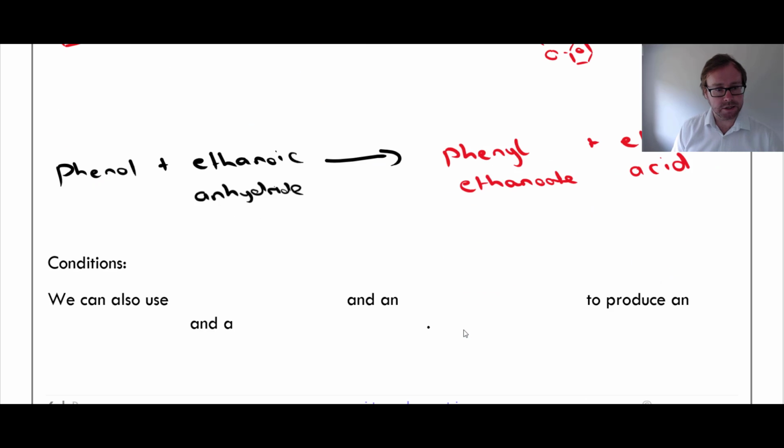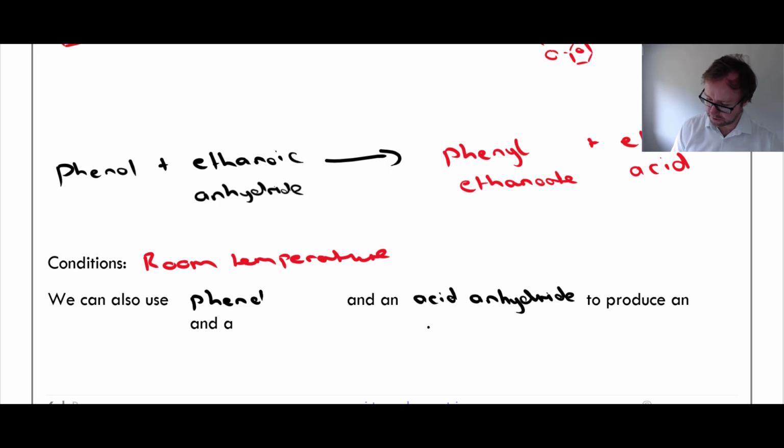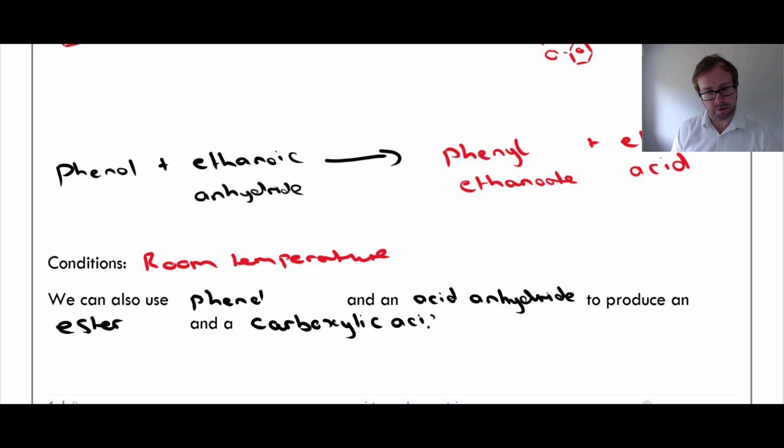Okay, conditions, this happens at room temperature. And we can also use phenol and an acid anhydride to produce an ester and a carboxylic acid, which is what we have just shown.